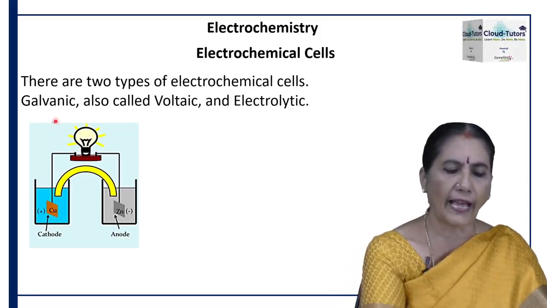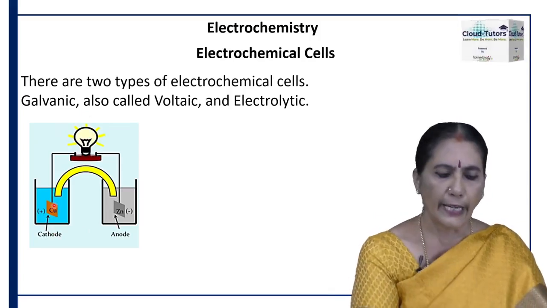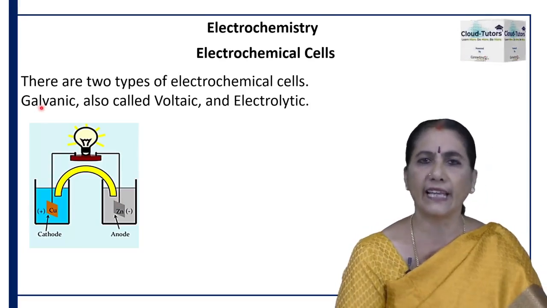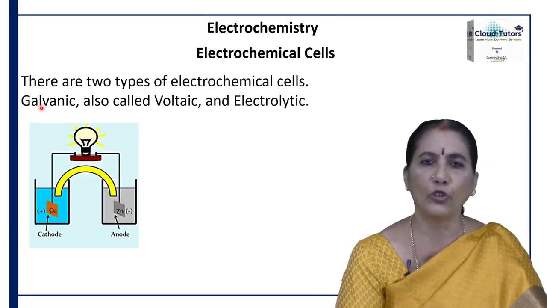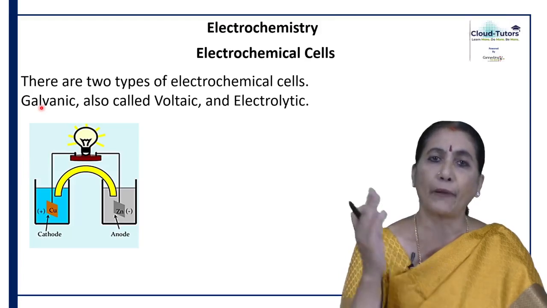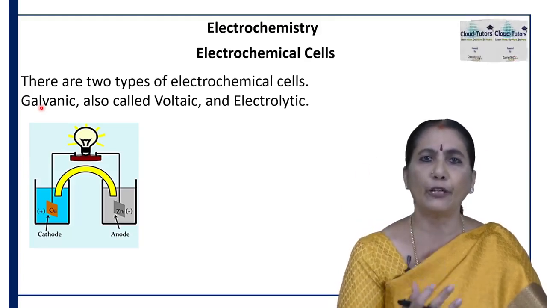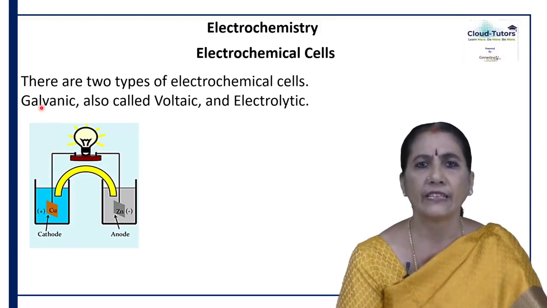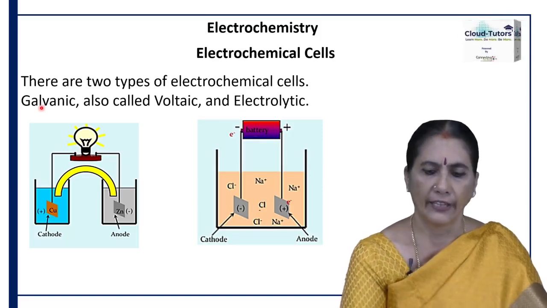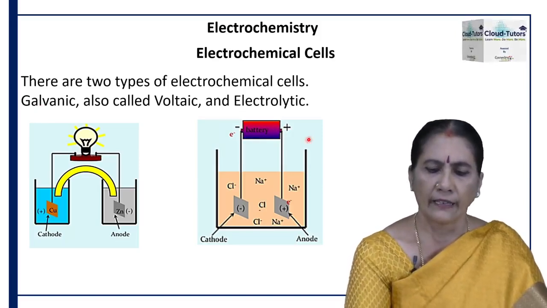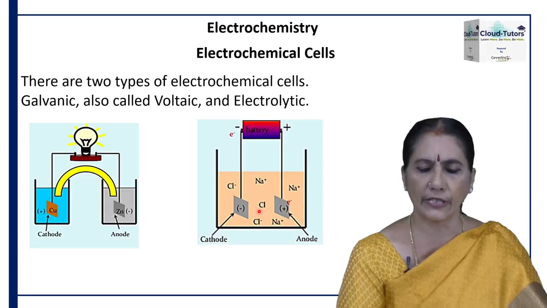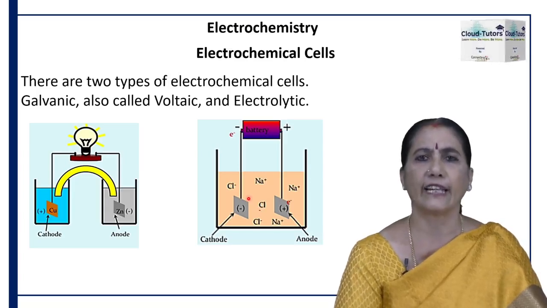Such a cell which converts chemical energy into electrical energy is called a galvanic cell, otherwise also called a voltaic cell. Now, in contrast, if by passing electrical energy you are able to bring about certain chemical reactions, then such a cell is called an electrolytic cell. You see here the electrolysis of sodium chloride, the brine solution, taking place in a cell which is called an electrolytic cell.